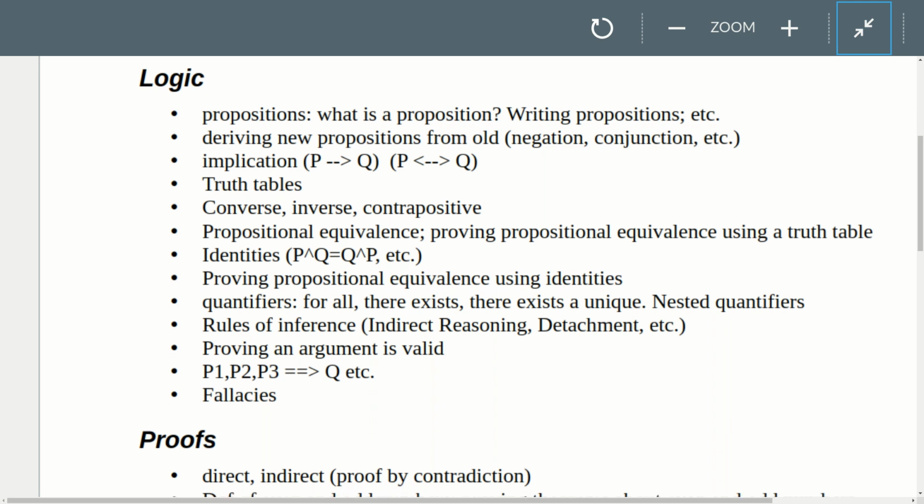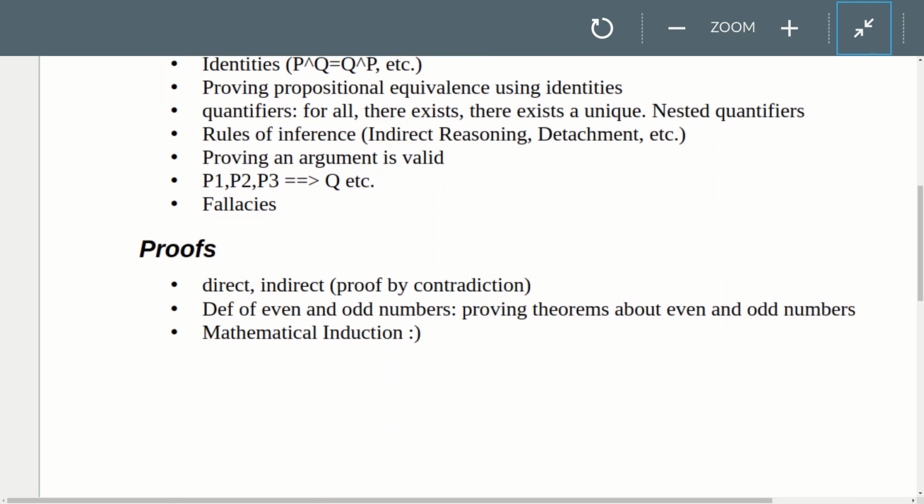And then proofs, we looked at direct and indirect proofs. Indirect proof is a proof by contradiction. We did some theorems about even and odd numbers. Those are good examples of proofs and using proof techniques.